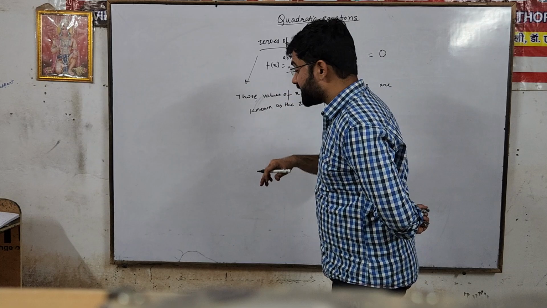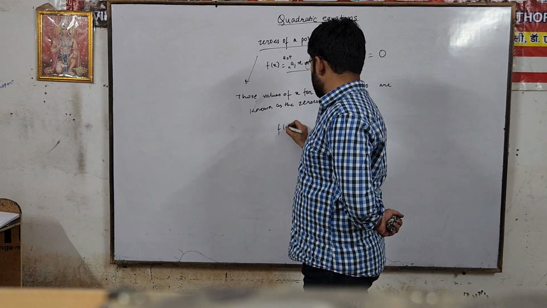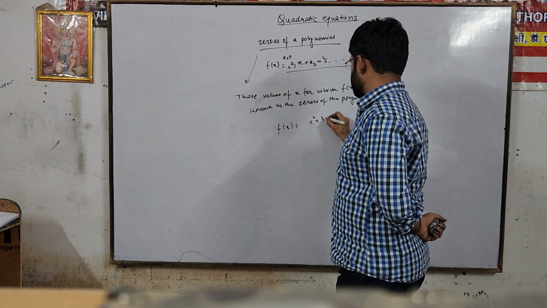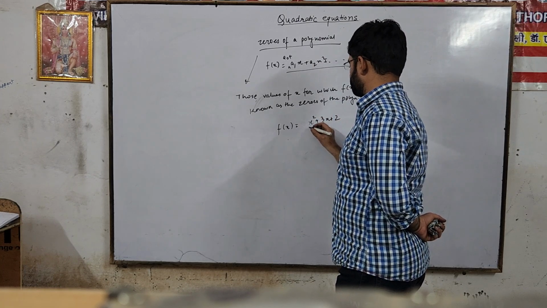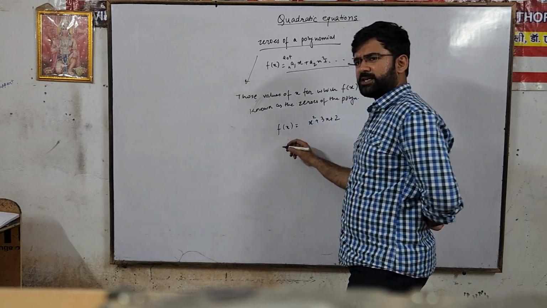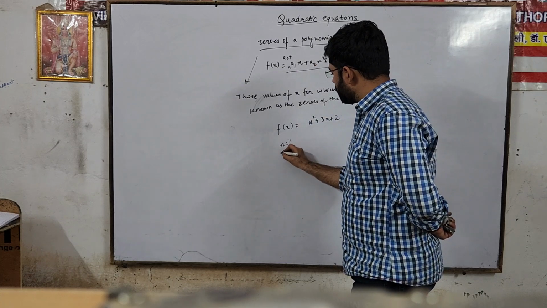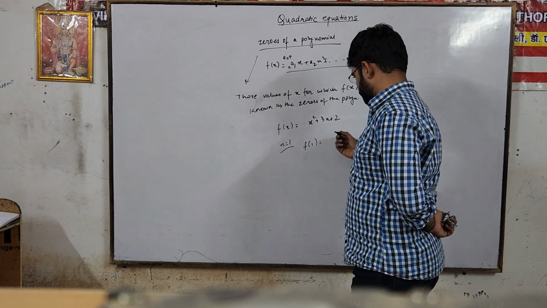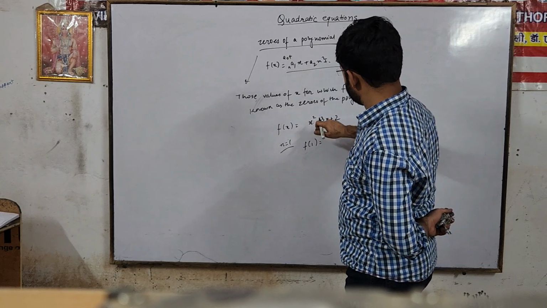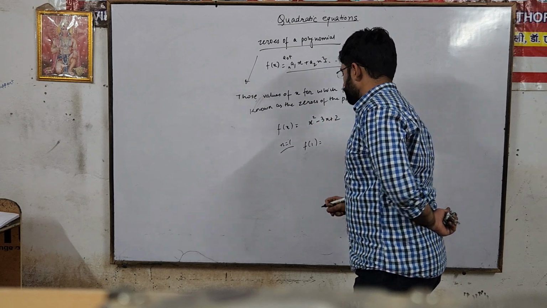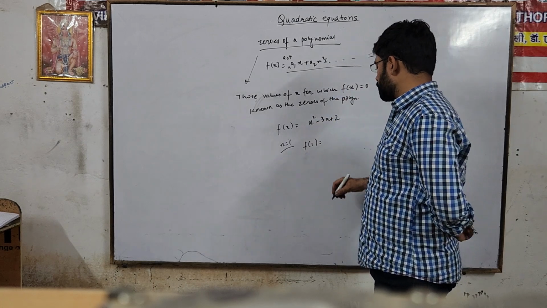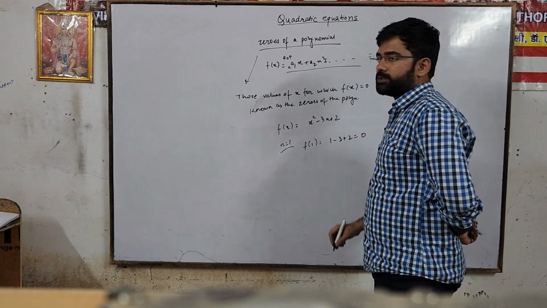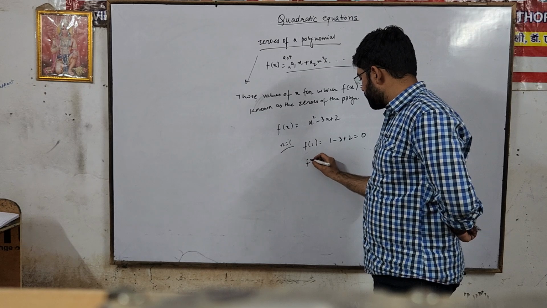Fine. Let's take an example. Let's say we have f(x) is equal to x squared minus 3x plus 2. Let us take the value of x as 1. So f(1) will have 1 minus 3 plus 2, which is equal to 0. Let us take another value, f(2).